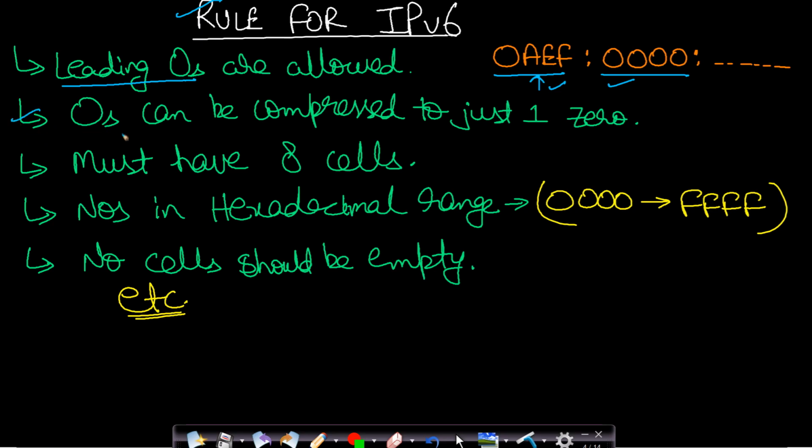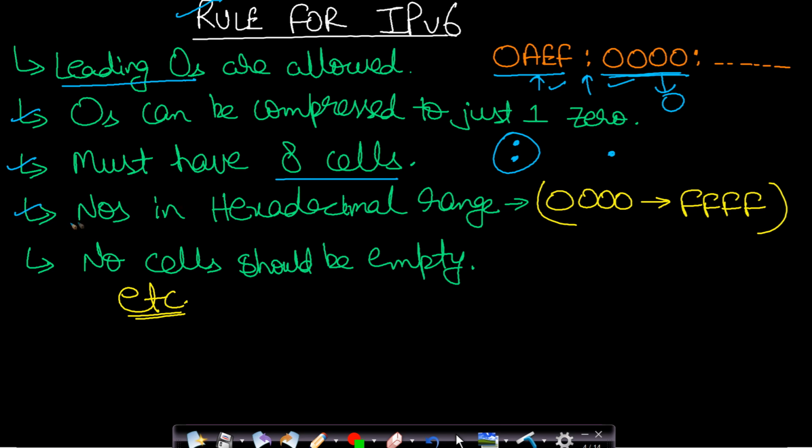Second condition is zeros can be compressed to just 1 zero. So in this case you can see that we are having 4 zeros, so we can just compress it to a single zero so that it will be shortened. Now the IPv6 address must have 8 cells. In IPv4 we had 4 cells, here we will be having 8 cells, and the separator will be this colon. Okay, so the colon is the separator here, and in IPv4 we had a single dot as a separator.